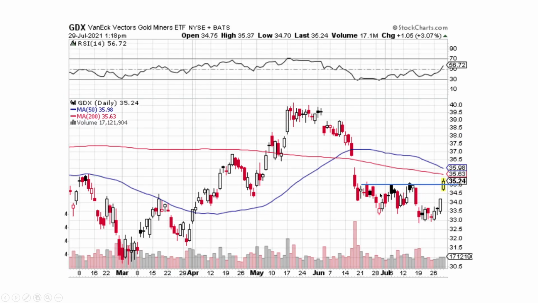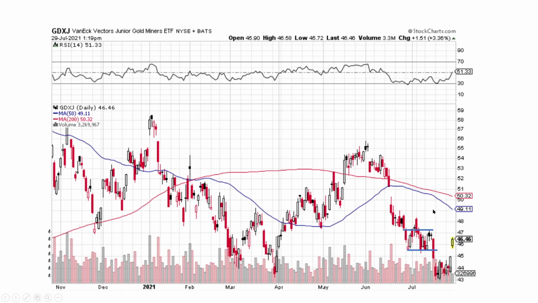GDX, zooming in, we've got all this congestion here, and if it closed pretty strong today, we're going to see a move higher because we're kind of out of this sticky resistance zone back here. Again, we've got this sticky zone in here with a bunch of trading days, but we've got a nice big move up off the bottom with these bullish engulfing patterns. It moved higher today, 3.36 in GDXJ, but we do have some sticky resistance here. We've got to get through it.